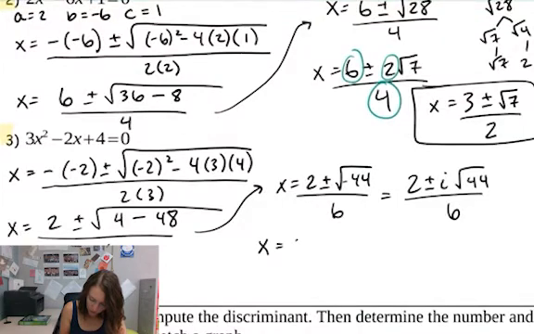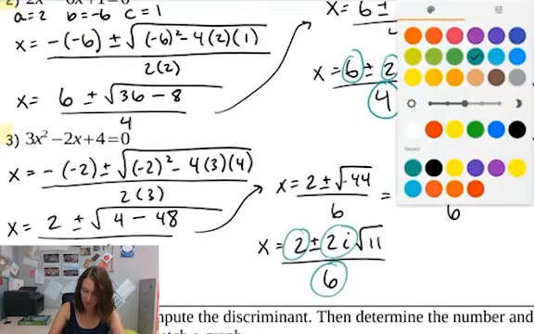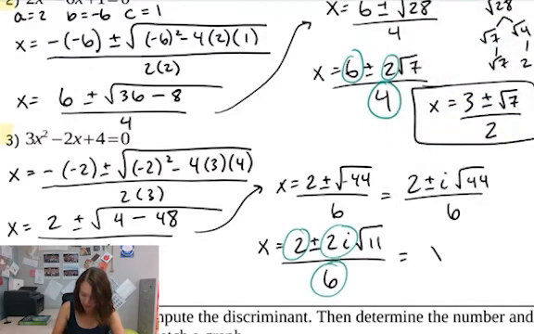I'm not going to show the work. If you need some help, let me know. It's going to be 2i root 11 all over 6. And then again, I want to look if this term and this term are all divisible by something. We definitely want to simplify that. So I'm going to divide everything by 2. I'm going to have 1 plus or minus i root 11 all over 3.